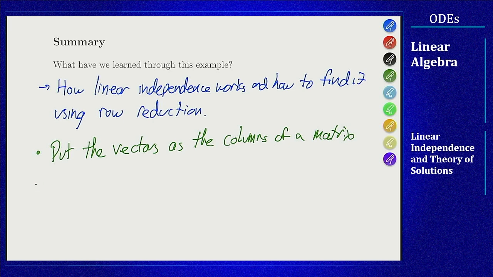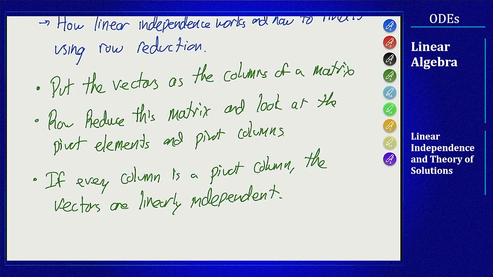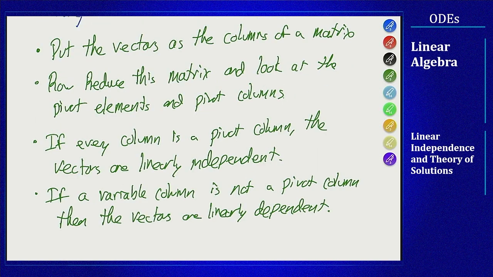So we're going to row reduce this matrix and look at the pivot elements and pivot columns. If every column in this matrix, ignoring that 0 column on the far side, is a pivot column, then the vectors we have are linearly independent. If there is a variable column that is not a pivot column, then they're linearly dependent, and the variable that is free can be written as a linear combination of the other vectors. We will see soon why linear independence is so important, why it matters so much for what we're trying to do here, but as of now, we just want to know how to find it.